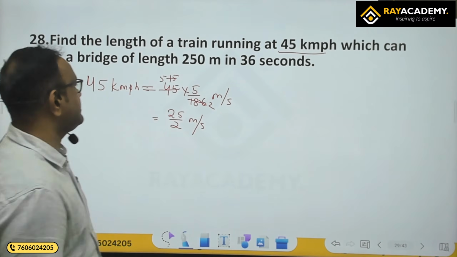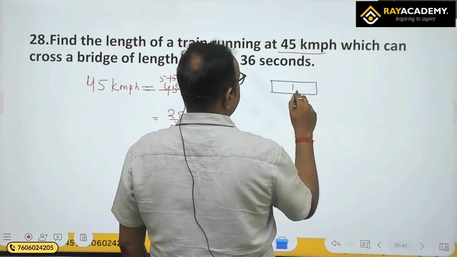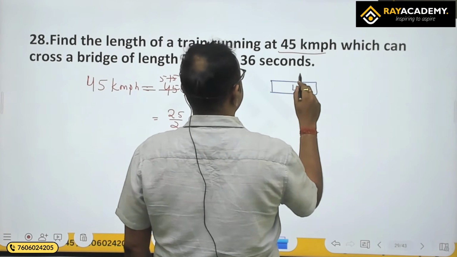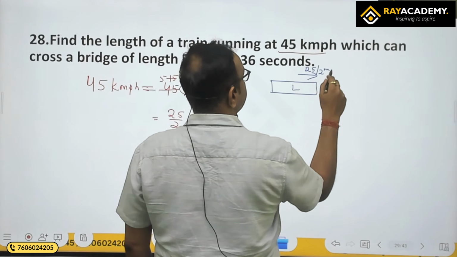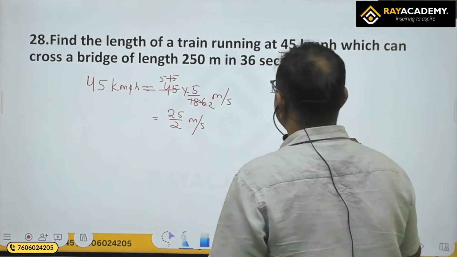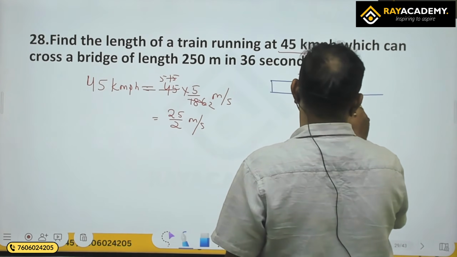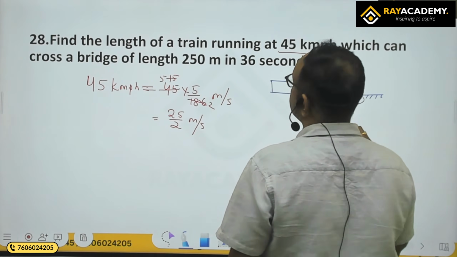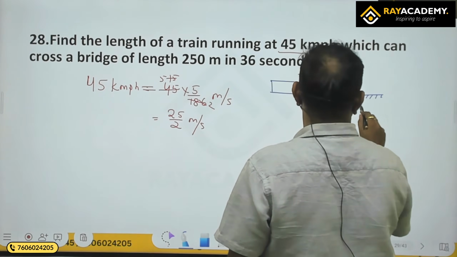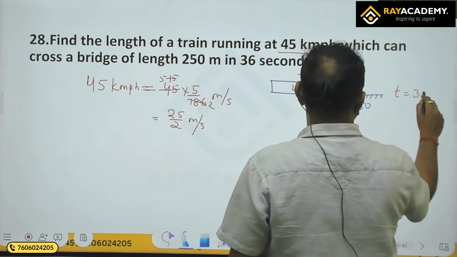Then you come to the question. Let's say the length of the train is L, and it is going at a speed of 25 by 2 meter per second. It crosses a bridge. The length of the bridge is 250 meter, they have given. And the time taken is 36 seconds.